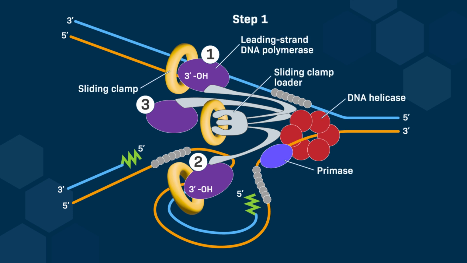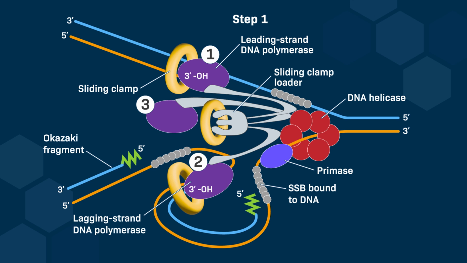In step 1, DNA polymerase 1 is attached to a sliding clamp and engaged in continuous synthesis of the leading strand. This role remains constant throughout the process. DNA polymerase 2 is also associated with a sliding clamp and is bound to a primer that was previously synthesized. It will be responsible for the synthesis of an Okazaki fragment of the lagging strand. DNA polymerase 3, while still bound to the replisome, is inactive and not associated with DNA.